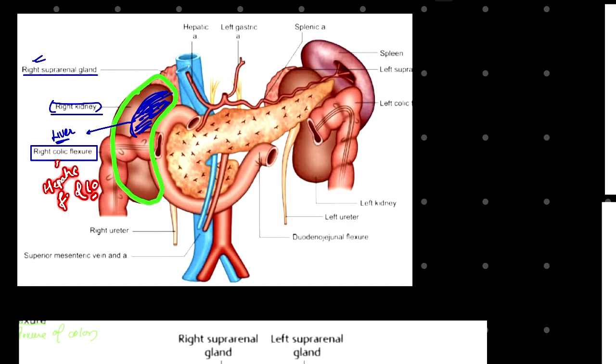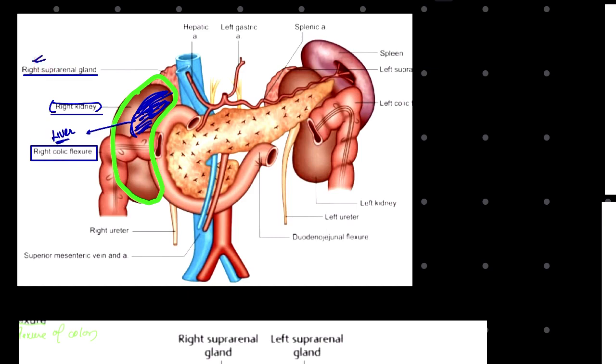Another thing that you can see is the second part of duodenum. The second part of duodenum is also related to this right kidney. So here we talked about the right suprarenal gland, the liver, the right colic flexure, and the second part of duodenum. These are the things that we need to discuss while talking about the anterior relation of right kidney.